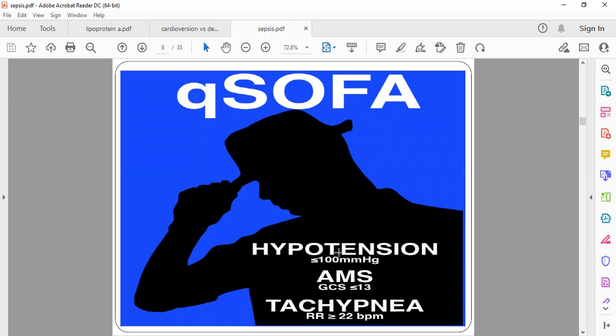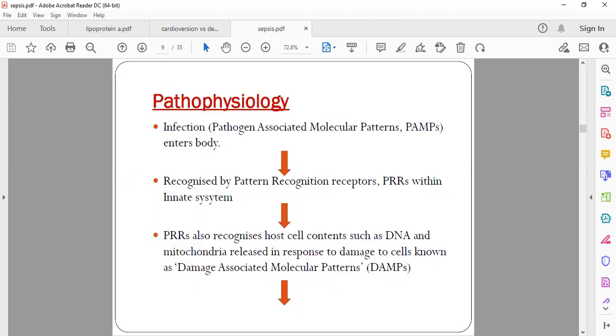SOFA score, hypotension, altered mental status, and tachypnea. So out of these 3, 2 indicate severe poor prognosis.